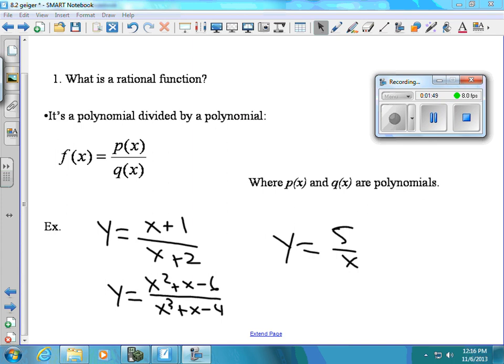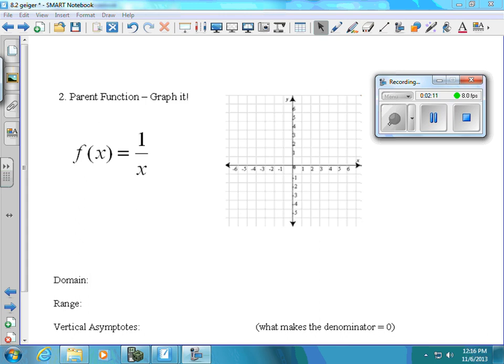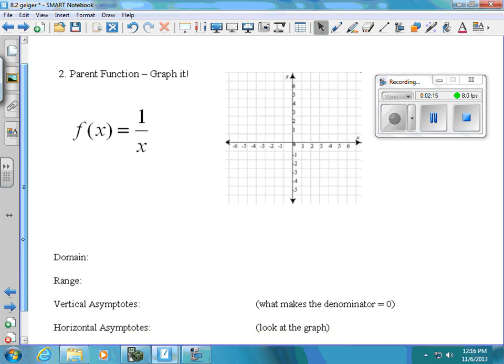Also, when you're talking about rational functions, think about rational numbers. A rational number is a number that can be written as a fraction. A rational function is a function that's a ratio of two polynomials, or a fraction of two polynomials. So we're going to think about it consistent with the idea of rational numbers. Okay, the parent function of a rational function.